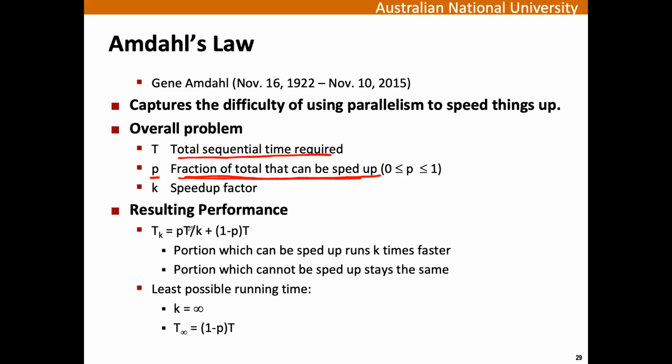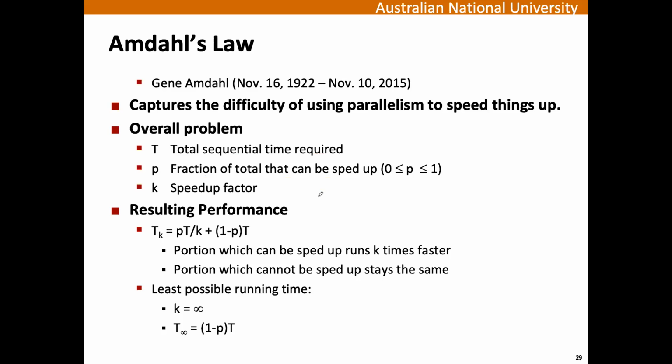So Amdahl's law really says the speedup you are going to get is bottlenecked by the portion that you cannot speed up. Or when you use multiple resources, multiple cores, you're only going to speed up the portion that is parallelizable, and the rest will remain unchanged. It's really that simple.